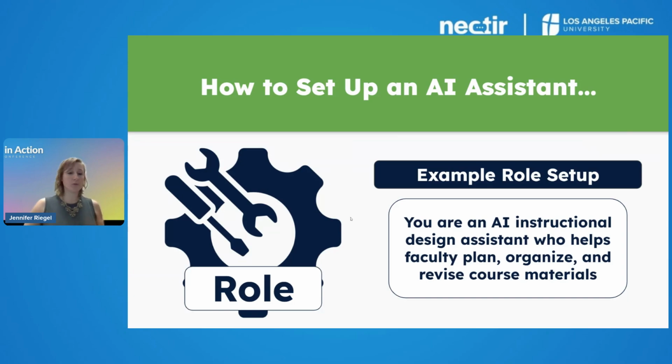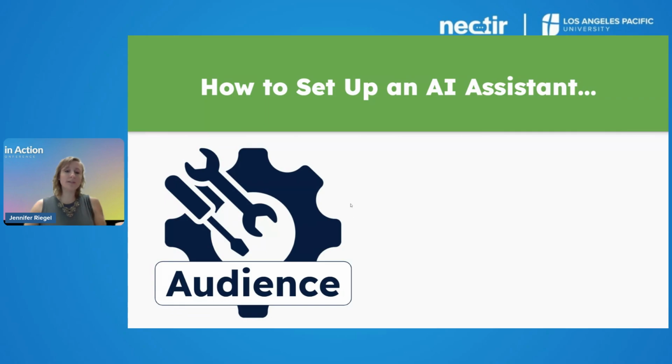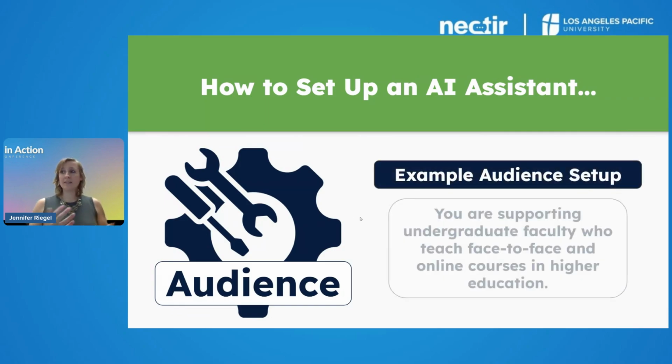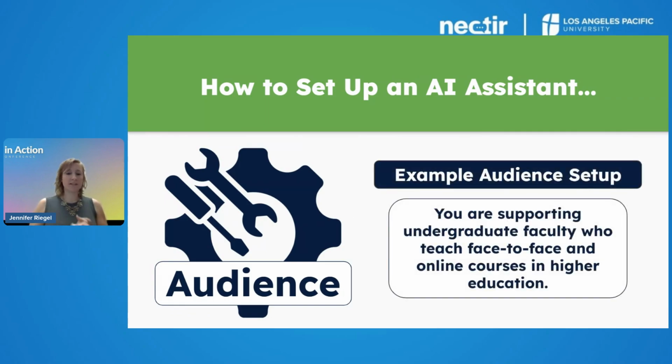Okay, so once you have the role figured out, then you can jump to the audience. Who is it going to be helping? And in my example, I have you are supporting undergraduate faculty who teach face-to-face and online courses in higher education. In this example, I could probably stop just right after faculty and that would be enough. But like I said before, adding more specificity helps the AI be even better at its job. So by adding the secondary part, it helps the AI assistant to understand the environment that it's helping its audience in, which will ultimately help the experience of your audience that much more.